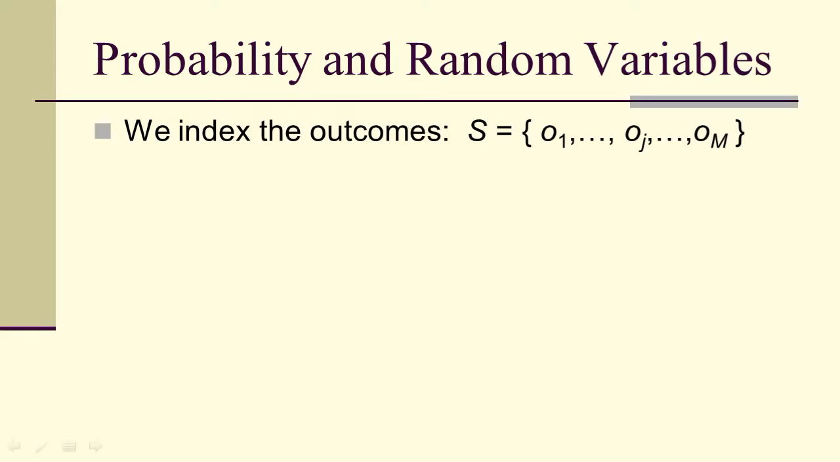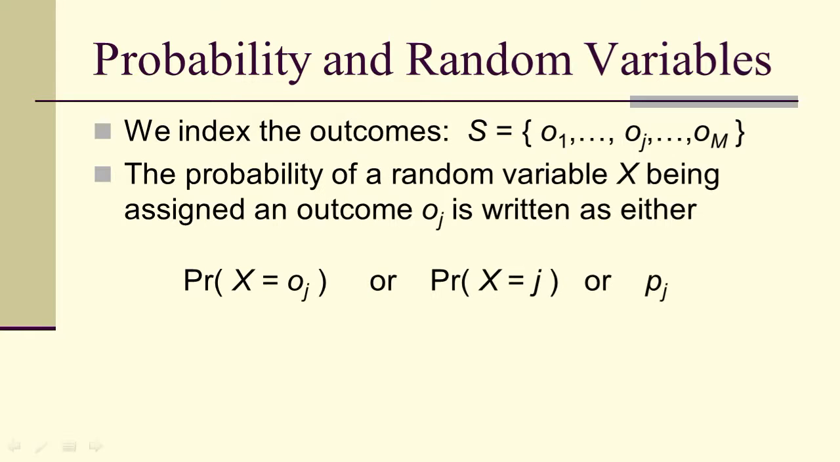Now, with probability and random variables, we often index the outcomes. So S would be O_1 up to O_j up to O_M. The probability of a random variable X being assigned an outcome O_j can be written as Pr(X = O_j), or Pr(X = j), or just p_j. So these are all notations we use for the same thing.